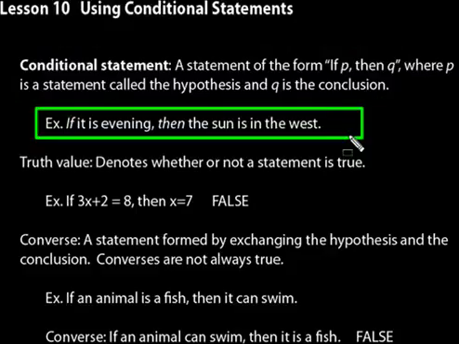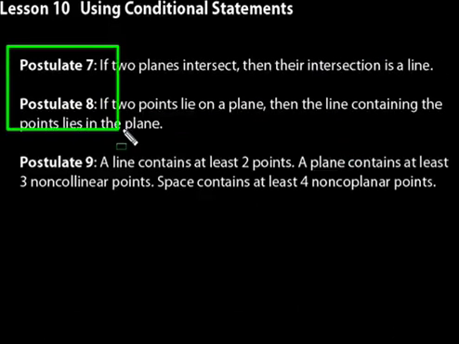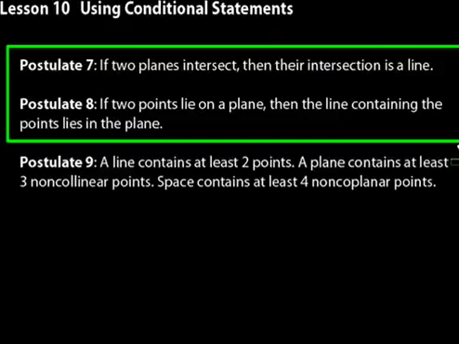Now here's an example. If it is evening, then the sun is in the west. Like I said, pretty much every single postulate, every theorem that we've studied has that conditional statement format to it. We can see that here in postulates 7 through 9. Here's postulates 7 and 8. Both of those use that conditional statement phraseology where, like in postulate 7, the hypothesis is if two planes intersect, the conclusion is then their intersection is a line. Postulate 9 does not use that format, but those other two do, and most of the theorems and postulates use the conditional statement format.